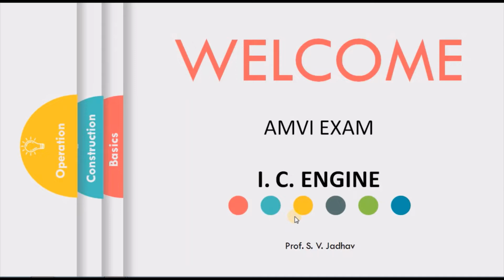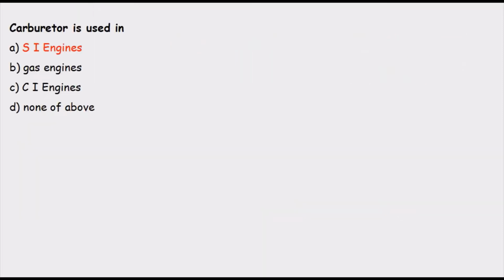Here we discuss probable objective type multiple choice questions. Today we are going to discuss fuel system in SI engines. So let us start. The first question is: carburetor is used in, and the options are SI engine, gas engines, CI engines, and none of the above.